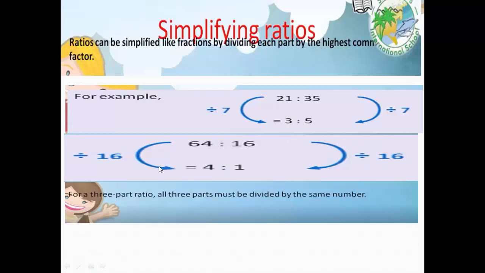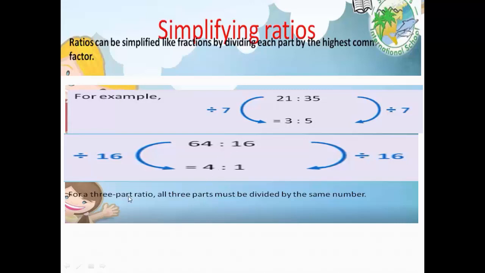Another example: 64 to 16. 64 divided by 16 equals 4, 16 divided by 16 equals 1. Someone asked me, can we simplify the two numbers by 4? Yes, but after we finish simplifying, it should be in its simplest form. Someone may simplify this fraction or this ratio by dividing by 2, but after we finish, we must simplify completely.